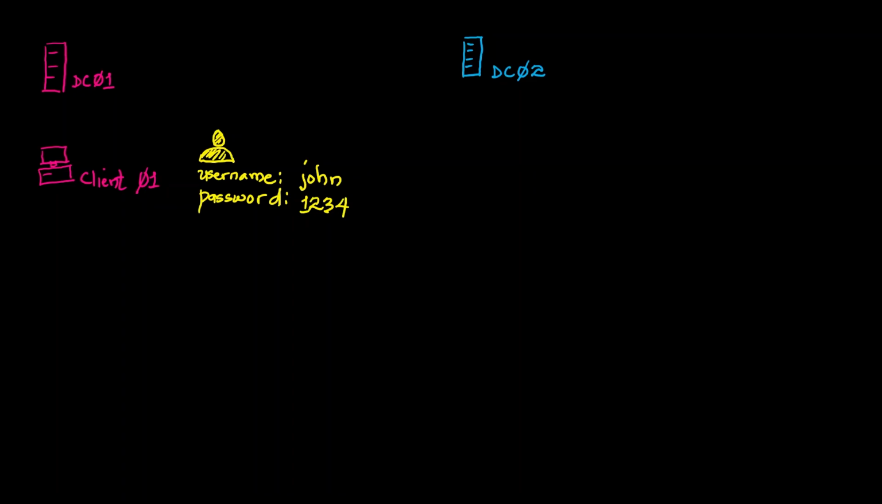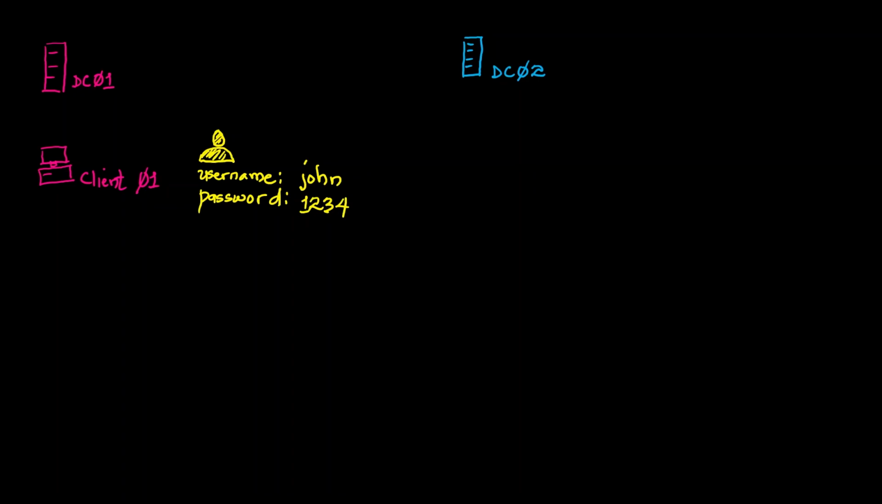In our current setup, we have our domain controller 01, which is our primary domain controller, if we would like to call it that way. So we have this primary domain controller, and right now in our setup, we do have a client computer called client 01, and this client 01 computer has been joined to our domain. So in this example, I just want to illustrate something.